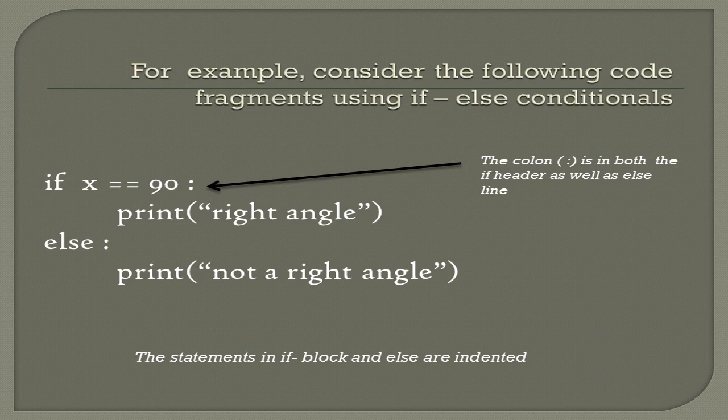Let's look at the following code fragment. Please notice the colon is in both the if header as well as the else line. The statements in the if block and else are indented. Now, if you look at the variable x in the if statement, if the value of x is equal to 90, the program will give you the output right angle. If it is not equal to 90, it will give you the output not a right angle.